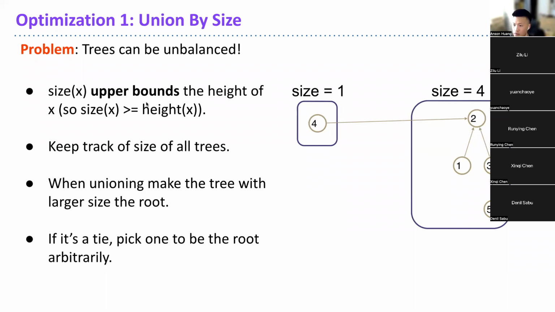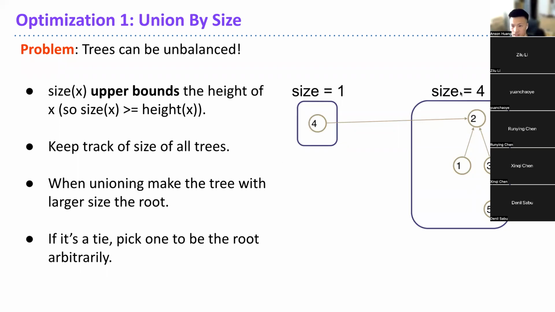And again, a lot of this theory and optimization logic is discussed in algorithms classes. So I highly recommend those classes if you want to check it out. Since we know that size upper bounds the height of the tree, we can use size to optimize which representative becomes the new representative when we join two sets. So we would keep track of the size of all the different trees and all the different disjoint sets. When unioning, we make the tree with larger size the root.